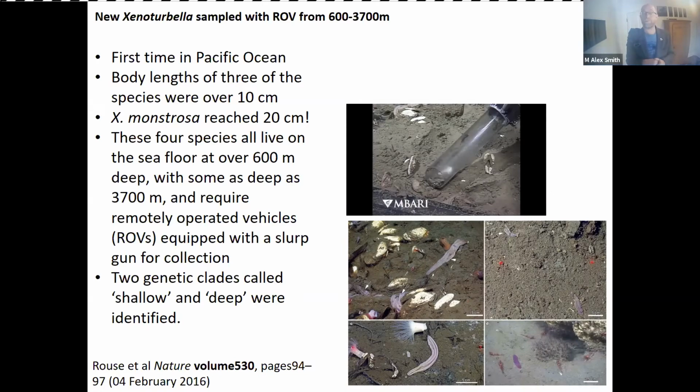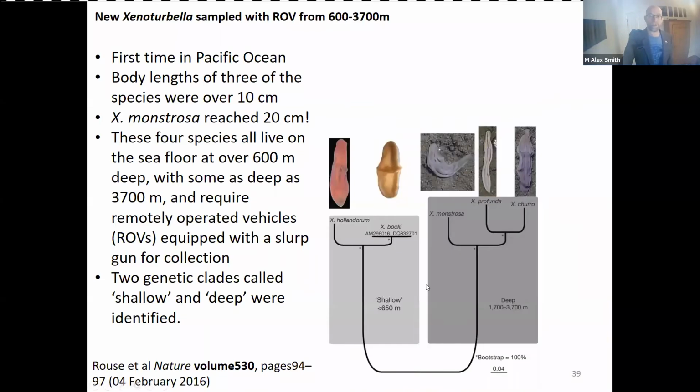Some were very, very deep, almost 4 kilometers deep, and required remotely operated vehicles equipped with a slurp gun. That is a slurp gun right there. And they were able to extract DNA out of all of them, and they identified multiple clades or groups, shallow and deep, associated with where they were found. And you can see here, so these are the 2 clades. So Bocki, this is the Swedish one. One of the new species that they discovered is Halanychi.